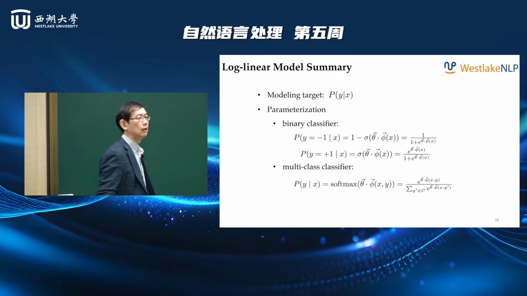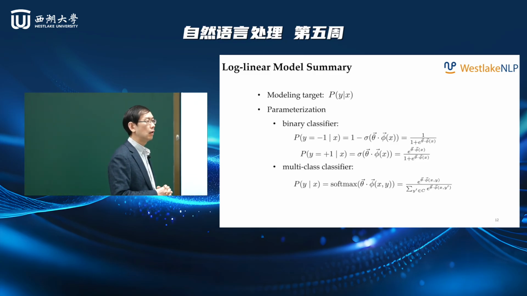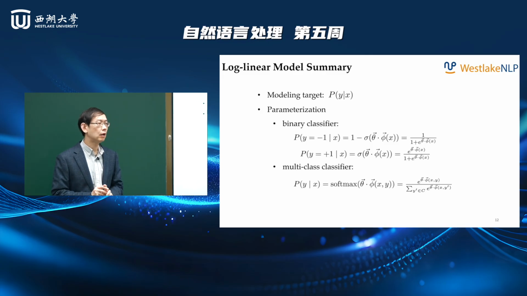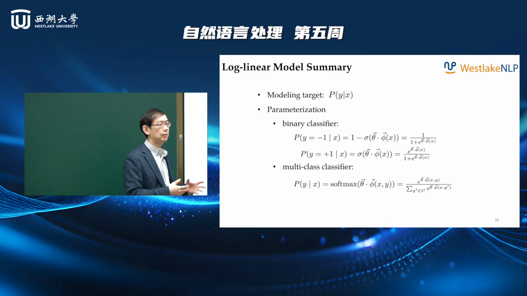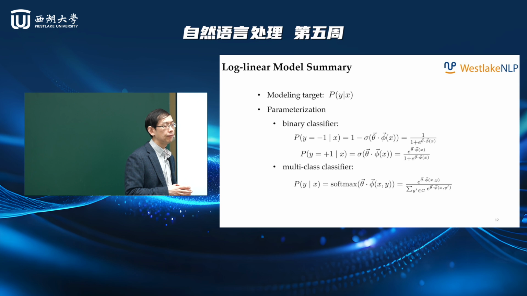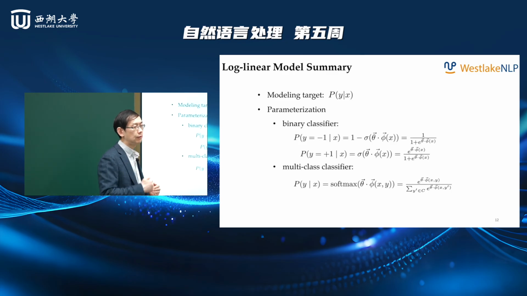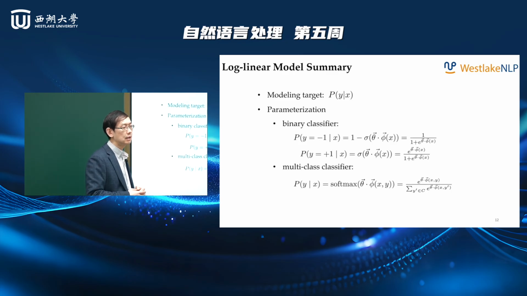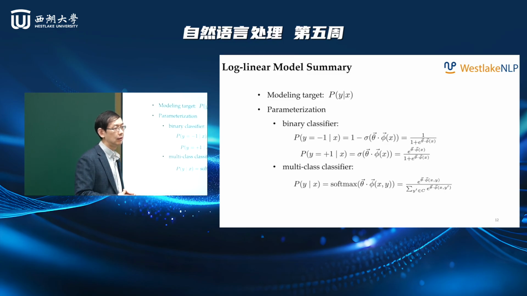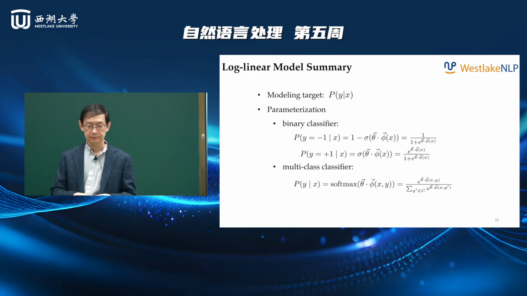That's clear, right? But hold on. We only have the modeling target and parameterization. We don't know how, given a set of training data, we can learn the values of the parameters so that these numbers between 0 and 1 are really probabilities. Right now it only looks like a probability; we're not sure it's a real probability. The problem is how do we train this model?